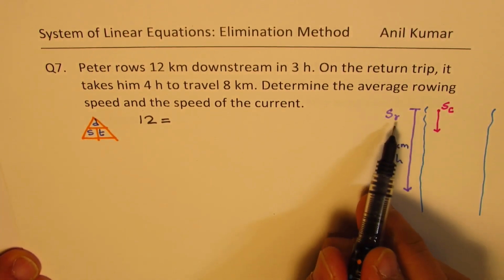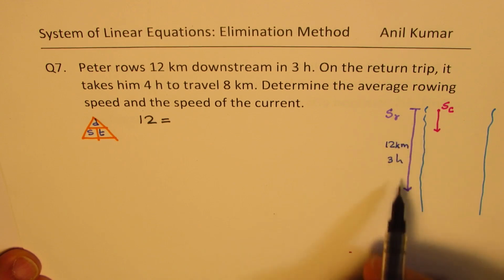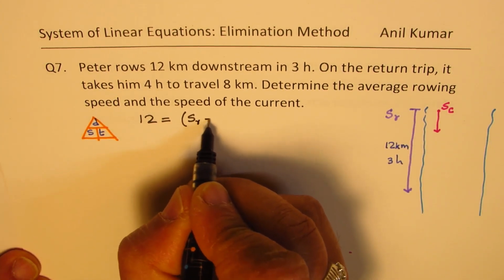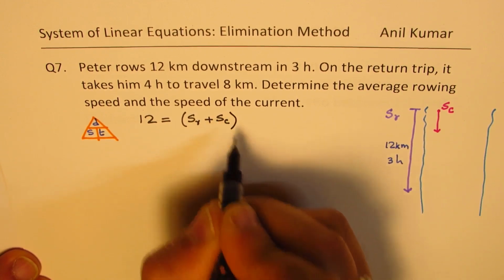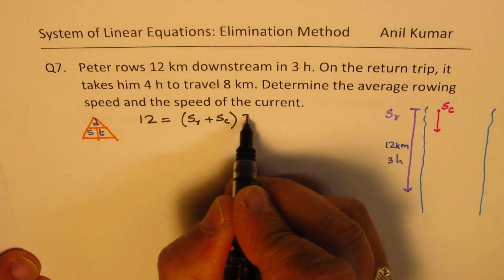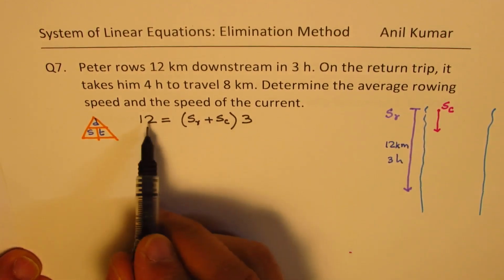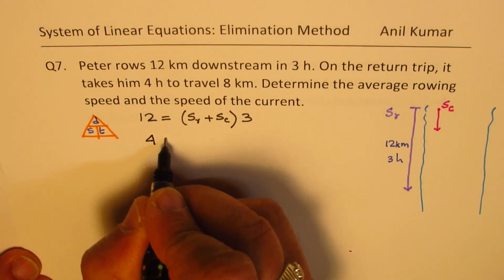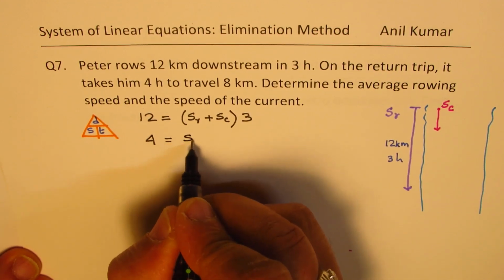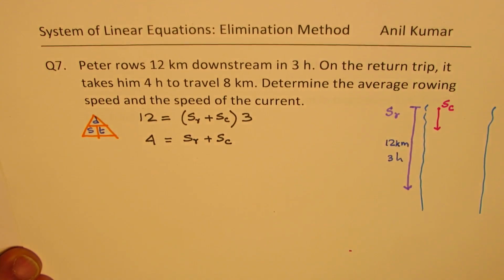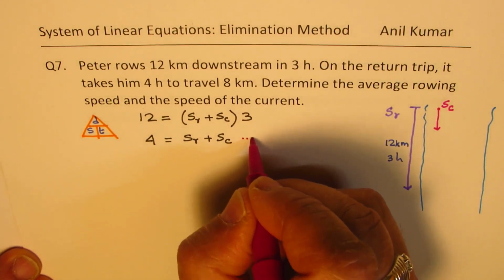Now what is the speed? Now these two speeds, when you are doing in the same direction, add up. So speed is speed of rowing plus speed of the current, and the time is 3 hours. Clear? So that becomes your equation. You can divide by 3 and get it in simpler form. So 4 is speed of rowing plus speed of current. Clear? We'll call this our equation number 1.